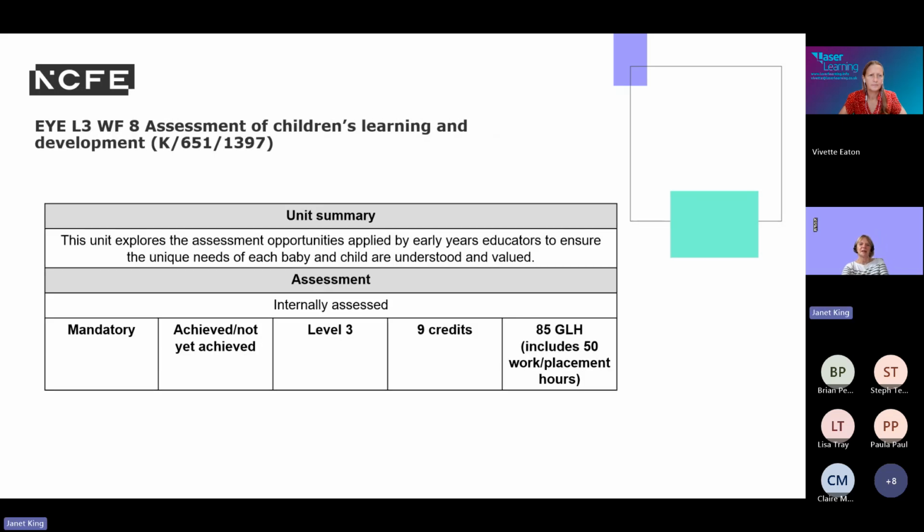Okay, so here we go. Let's take a look at this particular unit. Now, the first thing you'll notice is that it is one of the larger units. We've got 85 guided learning hours on here, but that's 50 hours of work placement. So again, it's telling you straight away that this is something that requires the learner to apply knowledge in their practical placements or indeed in their place of work.